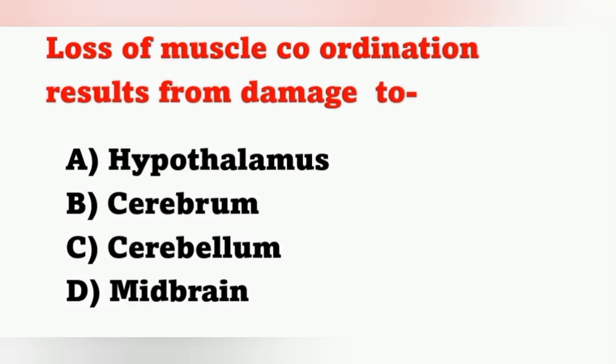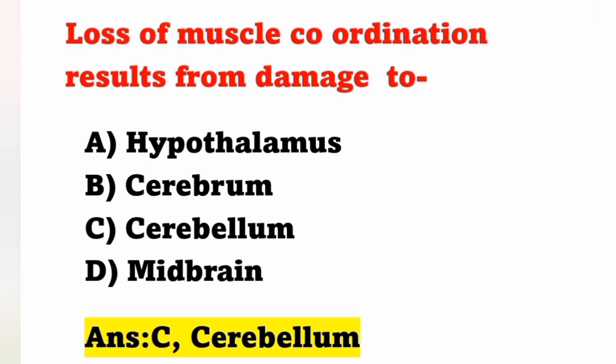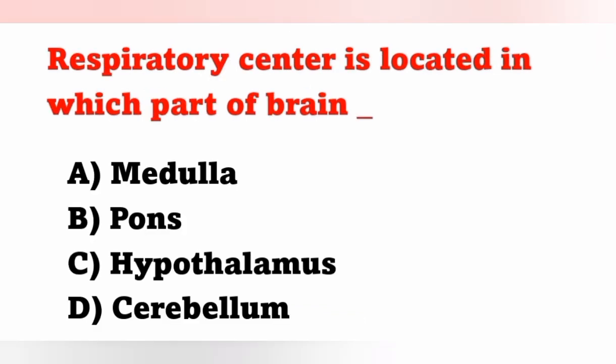Loss of muscle coordination results from damage to. Options: option A, hypothalamus, option B, cerebrum, option C, cerebellum, option D, midbrain. Muscle coordination difficulties result from damage to the cerebellum. Option C is the correct answer. Move on to the next question.